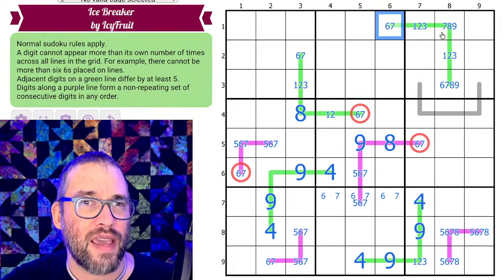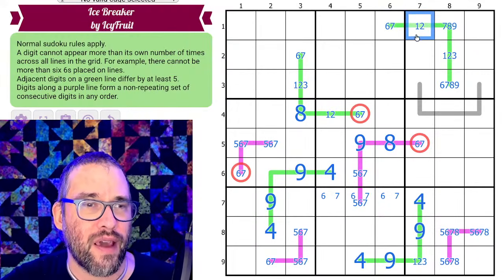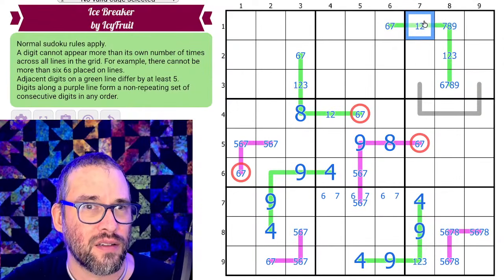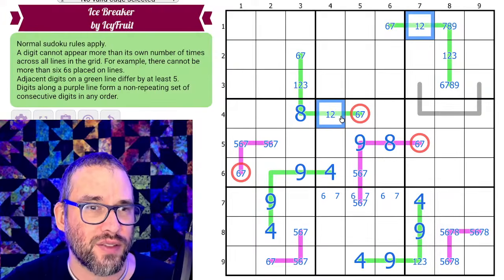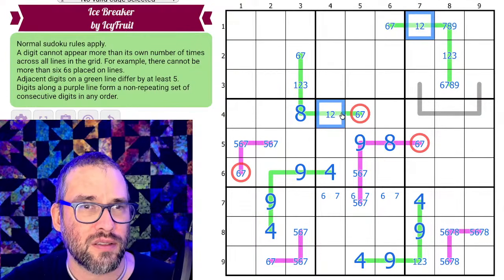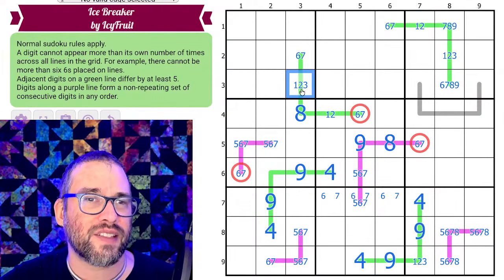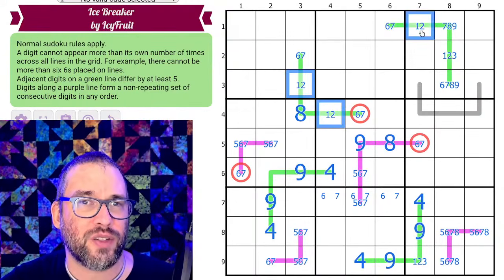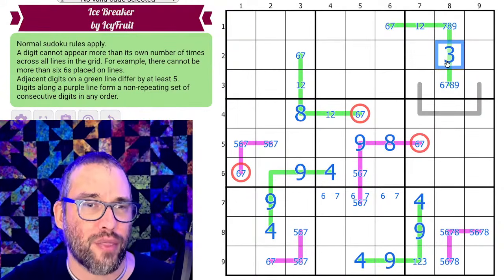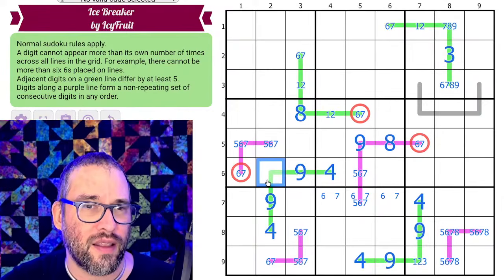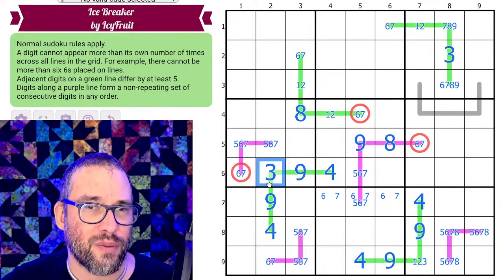Let's see, no 8 there, so no 3 there. So we have 2 of our 1, 2s on lines. And this 6, 7 means this is our last 1, 2. So in fact, that's a 3. This is also a 3. And this is also a 3.